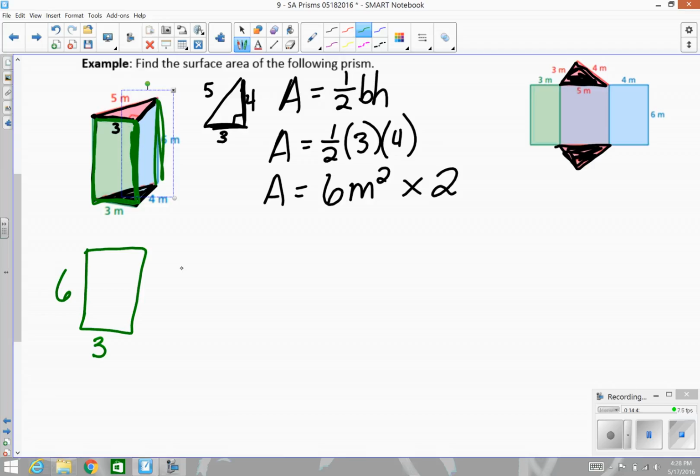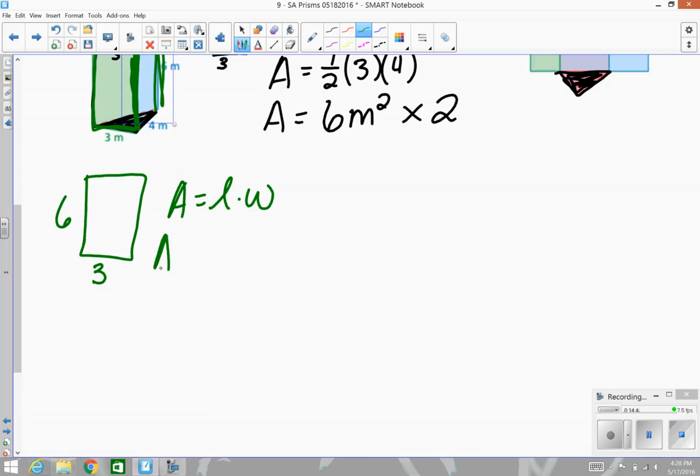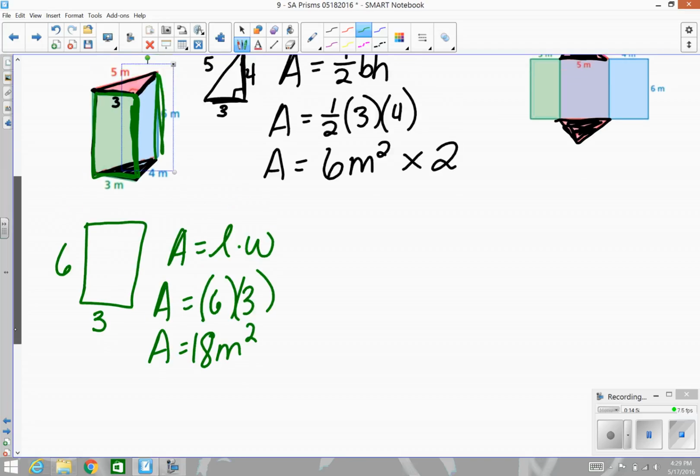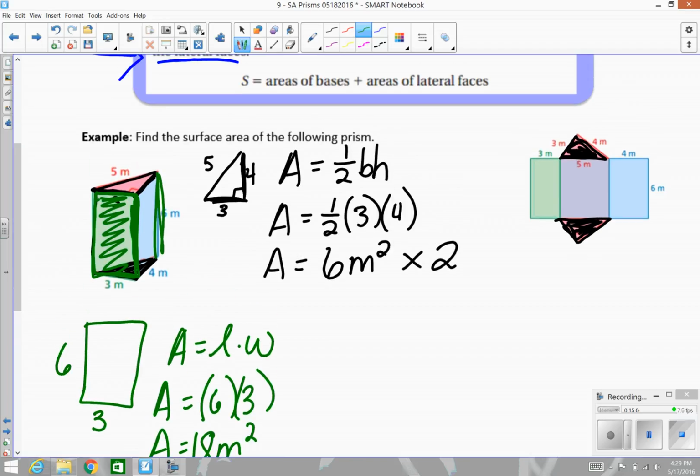We'll find the area. Area equals length times width, because this is a rectangle. Area equals 6 times 3. Area equals 18 meters squared. So now I've taken care of this side, or in other words, this green rectangle.